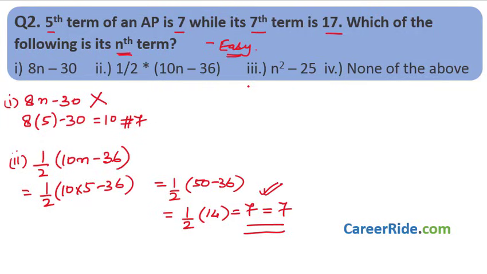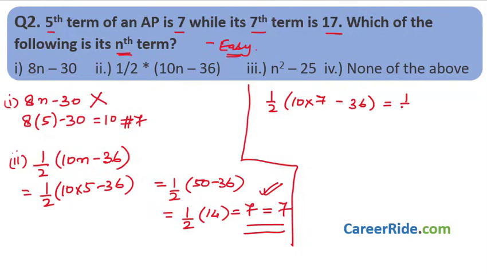So let me go to the next step and try to see if it satisfies for the second term also or not. Okay, the seventh term here is what? Seventh term is n is 7, so 7th term is half of 70 minus 36. This is equal to half of 34. This is equal to 17, and that is my seventh term.